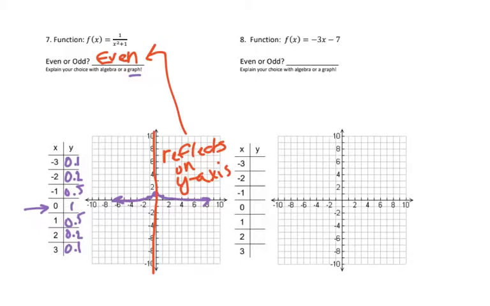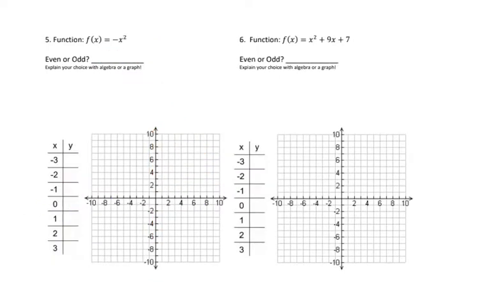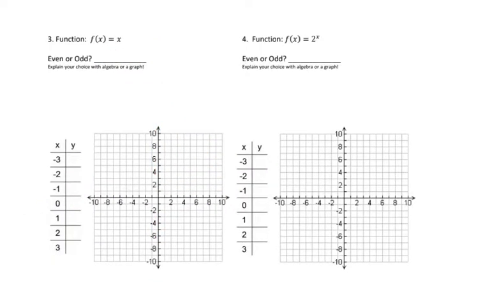Alright, so let's see which one we want to do next. Alright, the next one I'm going to try is number 4. So number 4, we're identifying if it's even or odd, and now you can look at the power and you're like, well, the power is a variable, so it's very hard to tell what's happening there. And so again, it's a lot easier to do the visual, so I'm going to go ahead and graph.